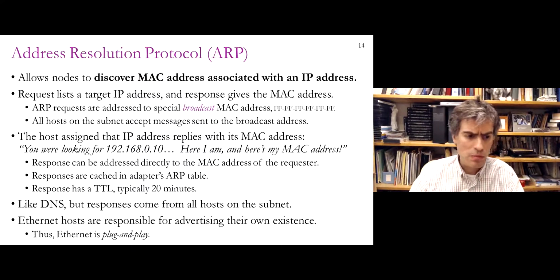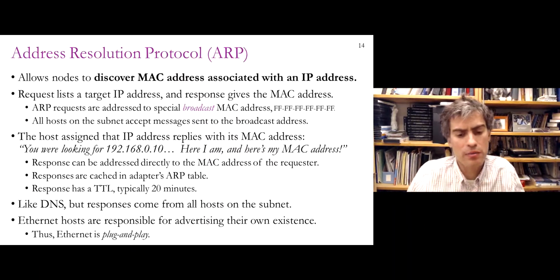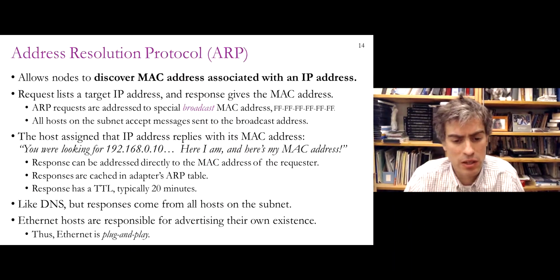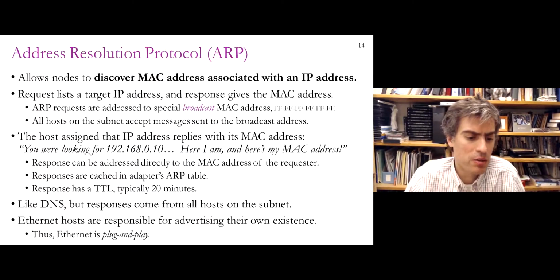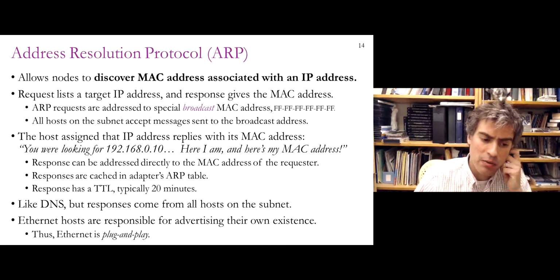Notice that the response doesn't have to be a broadcast, because the response came from a specific MAC address; when you join the network, your MAC address is hard-coded. This ARP request does have a source MAC address. It just doesn't have a destination MAC address apart from the broadcast address. So the response goes directly back to the requester, and those responses are cached in the hardware of the machine that made the request, in what's called an ARP table in the adapter. And there's a TTL like DNS for these mappings, and the typical timeout is about 20 minutes. So this is kind of like DNS. In other words, it's a way of mapping from one kind of address to another, but it's implemented in a different way, and it's just like a local system.